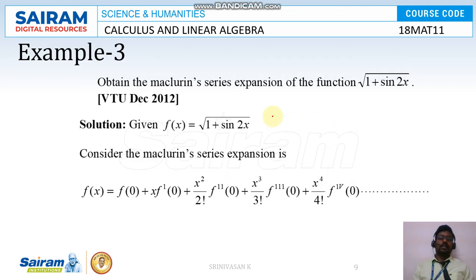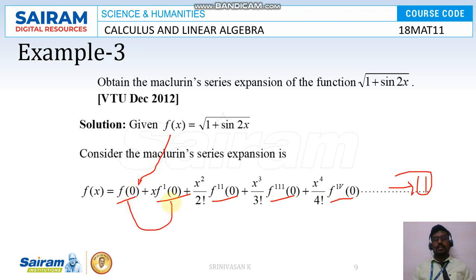One more problem we'll discuss, an important problem. Expand the function square root of 1 plus sin 2x using the Maclaurin series. Take the function f of x equal to square root of 1 plus sin 2x. This is the formula for the Maclaurin series. Clearly our aim is to find f of 0, f1 of 0, f2 of 0, f3 of 0, f4 of 0. If you substitute x equal to 0 in the given function, we'll get this one. This is the differentiation, and differentiate this term one more time, and this term one more time. So everything is differentiation. After that, substitute x equal to 0 in the given function.